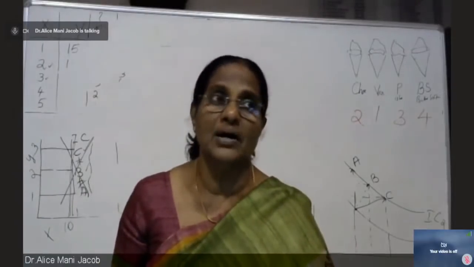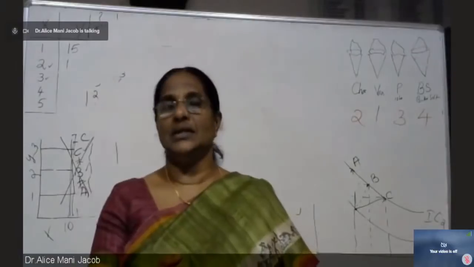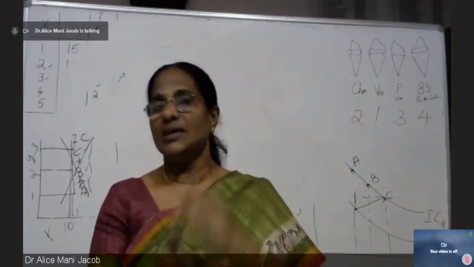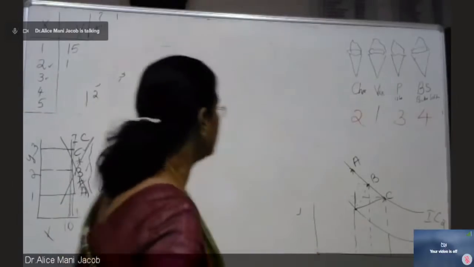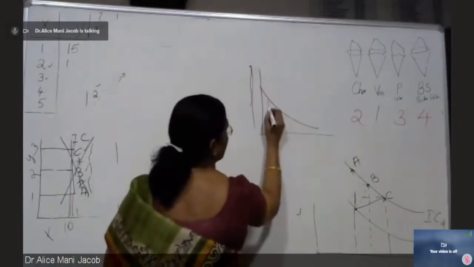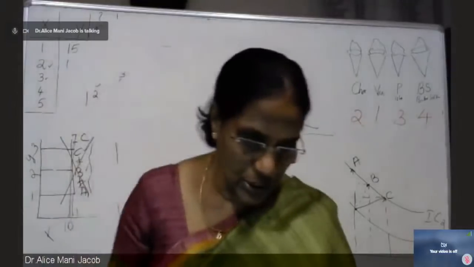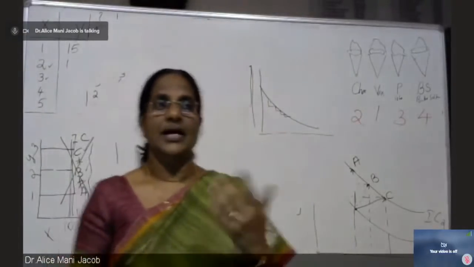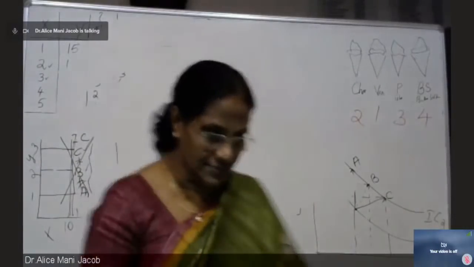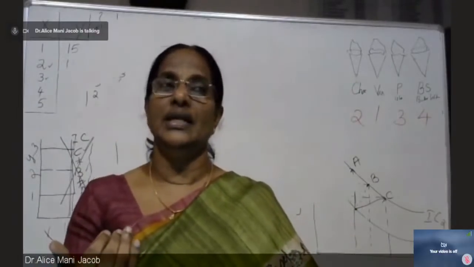So please remember, the slope of the indifference curve is nothing but the marginal rate of substitution. Please note it down. Suppose the substitution is less, the curve is flatter, then the rate of substitution does not fall that much. So the slope of the indifference curve is the marginal rate of substitution, and marginal rate of substitution is defined as the ratio of marginal utilities.